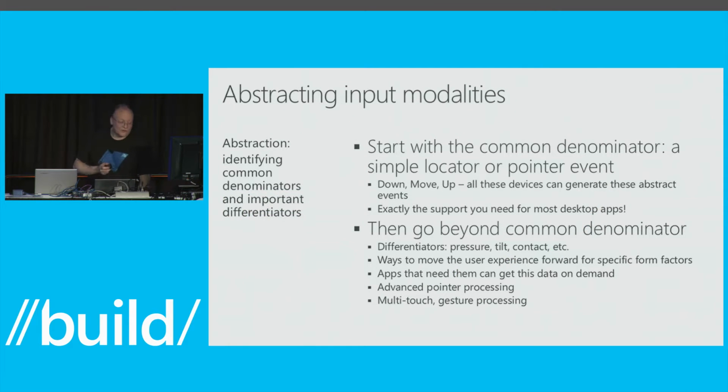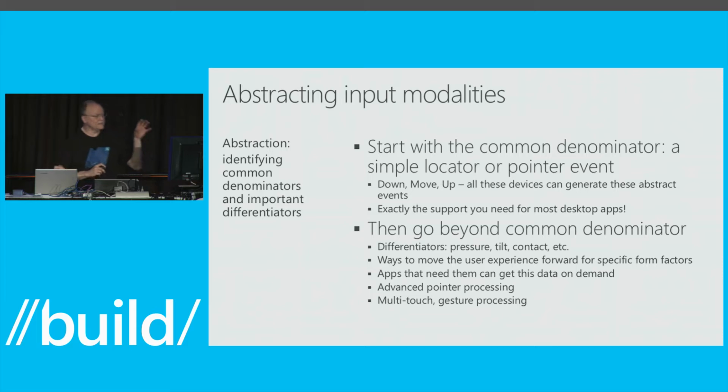And so abstraction, that's, again, the key message here. We looked at these different devices and we said, what are some common denominators? And then what are the important differentiators? We want applications to be able to start with the common denominator, this basic locator event, something where you can get a down and a move and an up, because all those devices can generate the logical equivalent of those abstract events. That's exactly the kind of support you need for most desktop apps, which are written to mouse, and 90% of the user input with the mouse is going to be click, move, unclick, or just click. Occasionally there'll be right clicks as well, but we can also incorporate that within the abstraction.